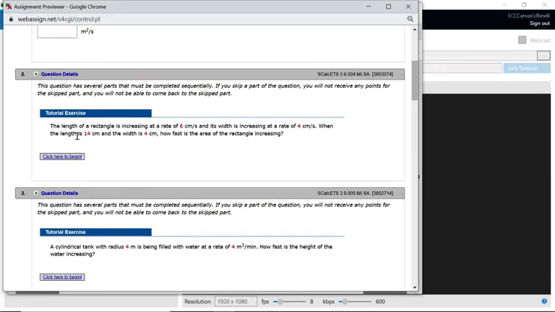Okay, so we have one here that is the geometry of a rectangle. Take a look at it. The length of a rectangle is increasing. Imagine that, and picture that. Draw a rectangle, but not just a still frame rectangle. We imagine the rectangle is actually evolving and changing.